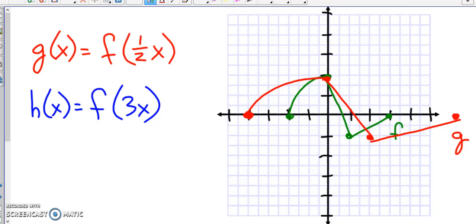So this point here was at -2. It's going to end up at -2/3. This point was at 0. It's still going to be at 0. This point was at 1. It's going to end up at 1/3. And this point was at 3. It's going to end up at 1. So it's still just as tall as it used to be. It's not any shorter or any taller, but it is a lot narrower. So this graph is h.